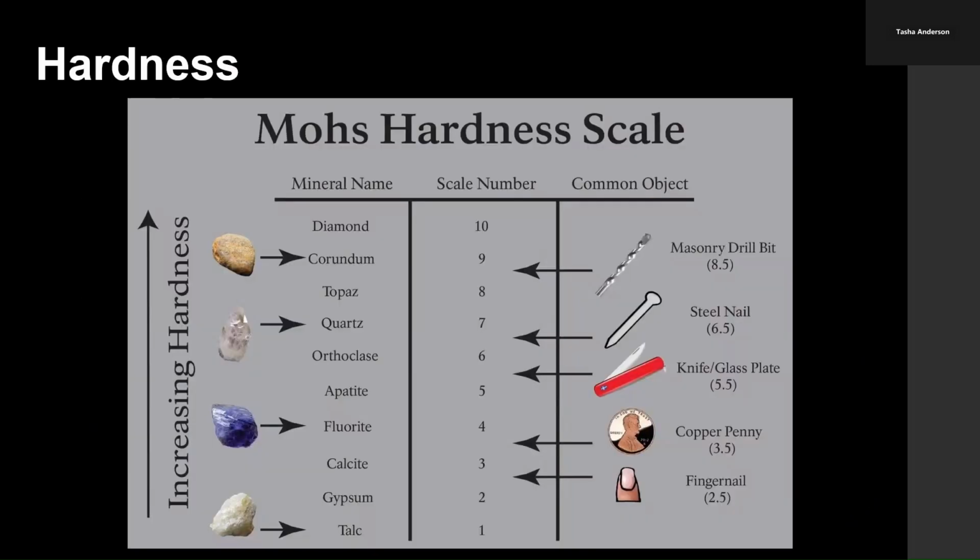Fifth, we have hardness. Hardness is a qualitative scale that ranks minerals from 1 to 10 based on their scratch resistance. The mineral hardness scale image gives you examples of what common objects can scratch what mineral.